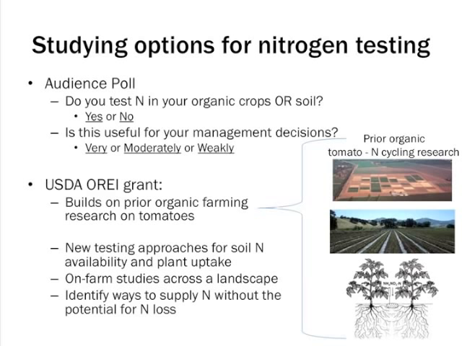So the study that we're going to be following on with then is talking about new testing approaches for soil nitrogen availability and plant uptake to help organic farmers in this context, and doing it on on-farm studies across the landscape on a number of different farms with different growers, and then trying to essentially identify ways to supply nitrogen to the plant without the potential for N loss.